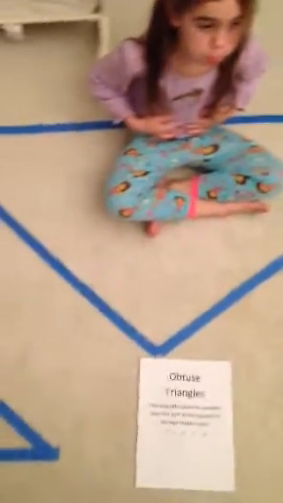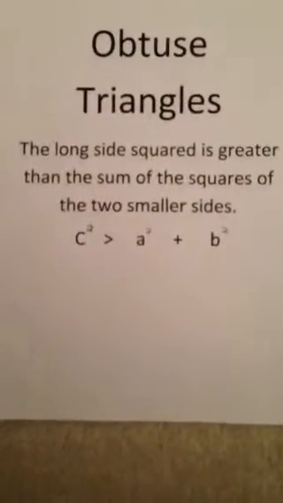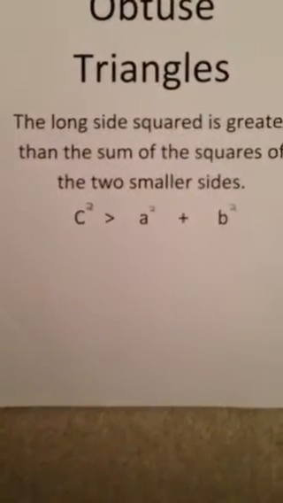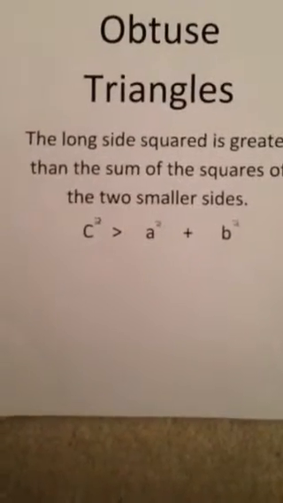We look closely, look at that angle, bigger than 90 degrees. And if we go down close, the long side squared is greater than the sum of the squares of the two smaller sides. So we have c squared greater than a squared plus b squared, rather than equal, which would make it a right triangle. See specimen, said specimen. Now this is obtuse, very full.